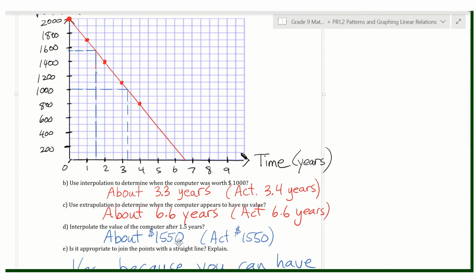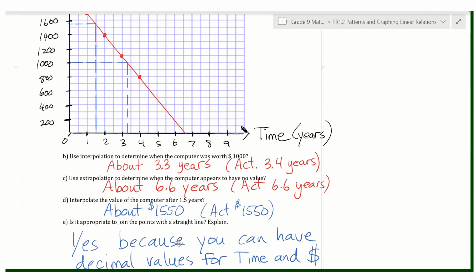Okay, so it's okay just to estimate when you're using your graph, and I ask you to use your graph to either interpolate or extrapolate. That means you're just estimating using your graph, and hopefully your graph is accurate, so your estimates should be pretty close. They don't have to be bang on, but just close.